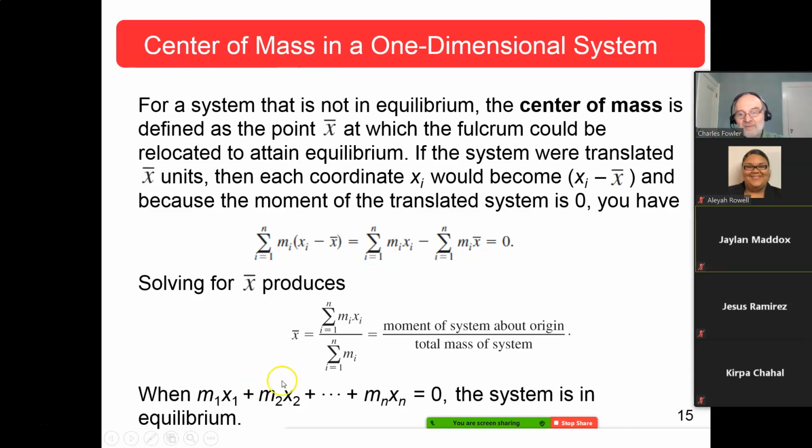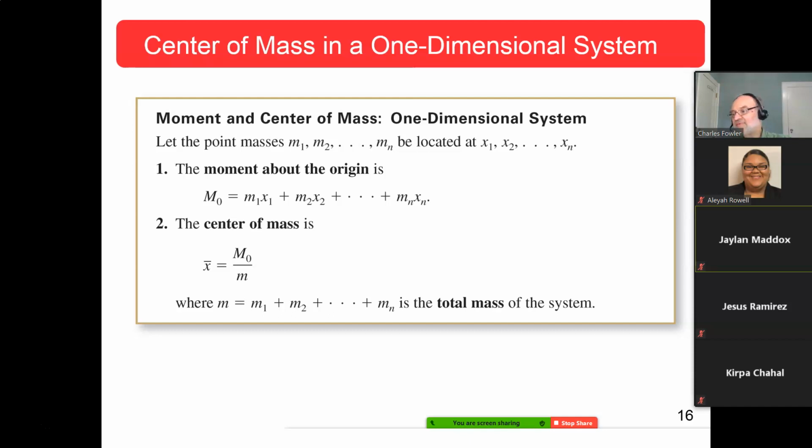Now, when all those add to zero anyway, the system's in equilibrium. So here's the definition, kind of summarizing what we were just saying. Let points M1, M2, M3 all the way up to M sub n be located at x1, x2, x3, x4 all the way up to x sub n. The moment about the origin is what we just said: m sub 1 x sub 1 plus m sub 2 x sub 2 plus m sub 3 all the way up to m sub n x sub n.